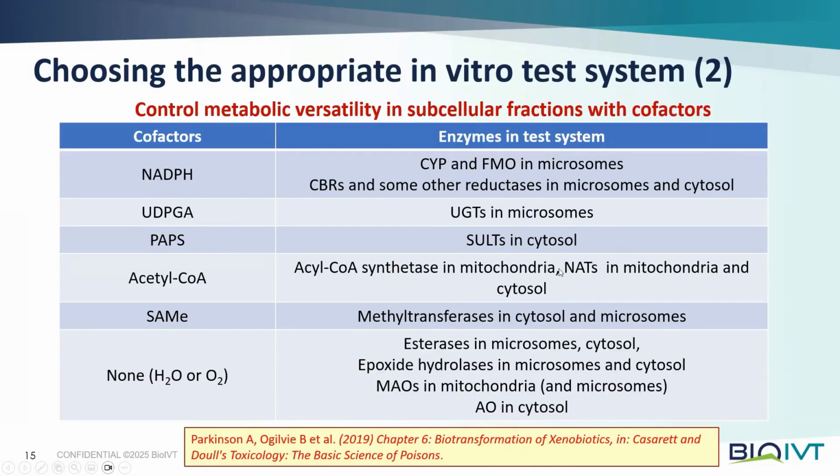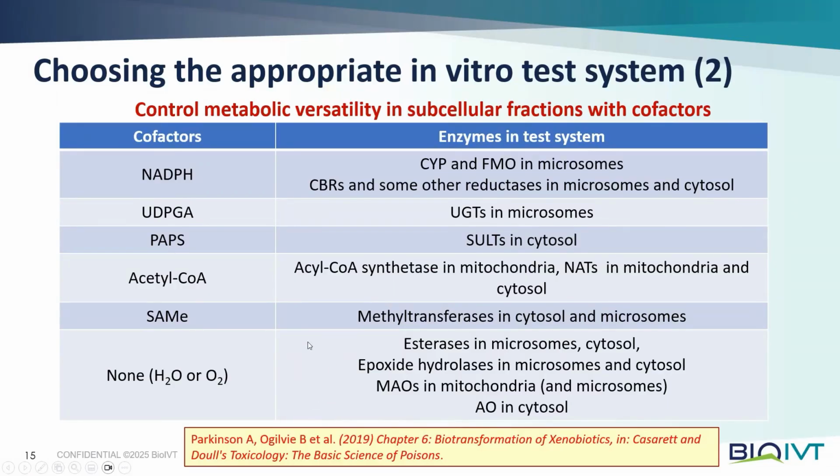For sulfotransferases in cytosol, PAPS is the cofactor. For a lot of acidic drugs, acyl-CoA synthetase, you want to have acetyl-CoA, obviously. Those are mitochondrial enzymes. You also have N-acetyltransferases in both mitochondria and cytosol. And S-adenosyl-methionine, sometimes referred to as SAMe, for methyltransferases in the cytosol and microsomes.